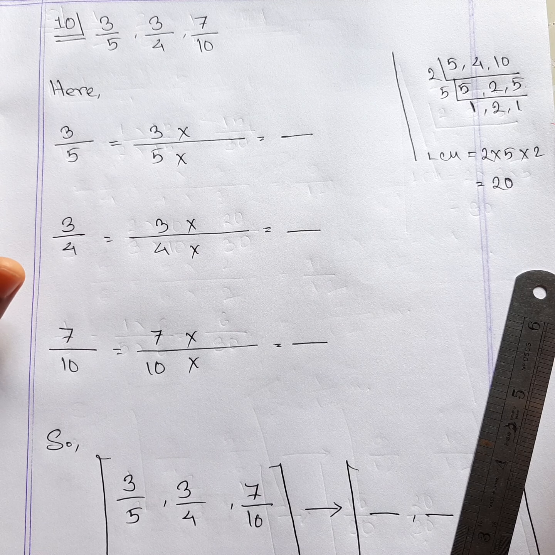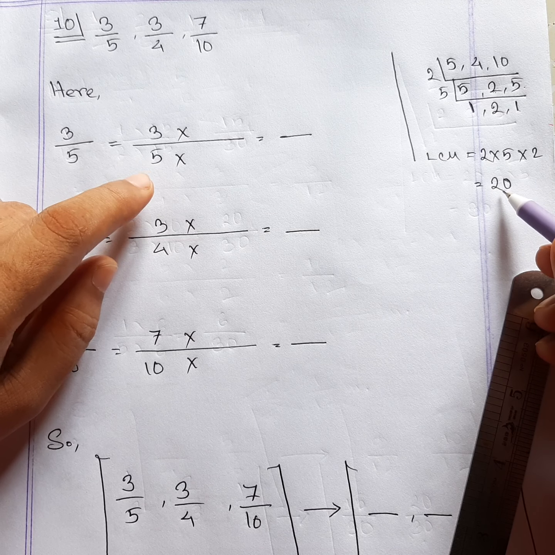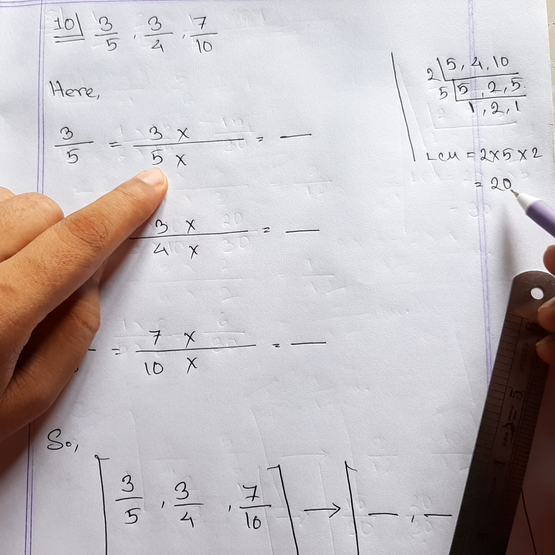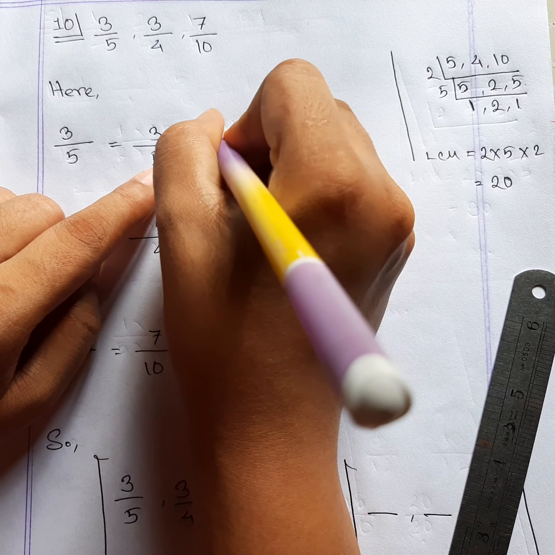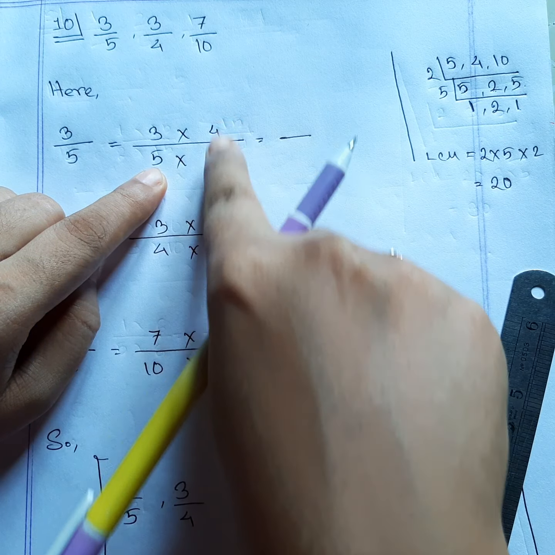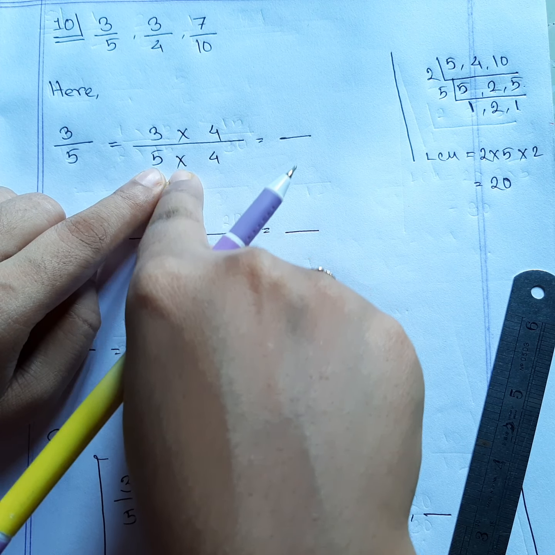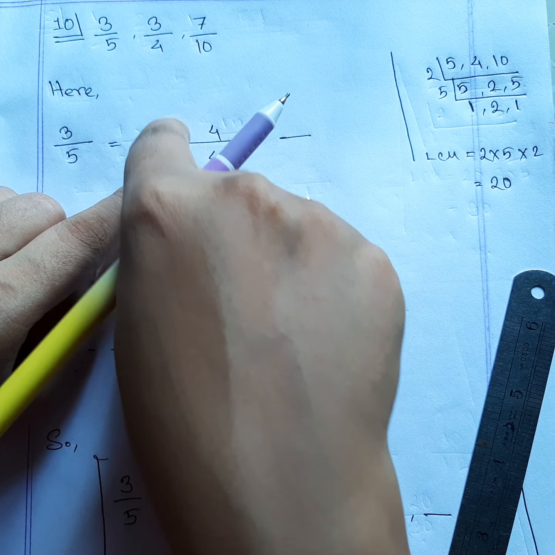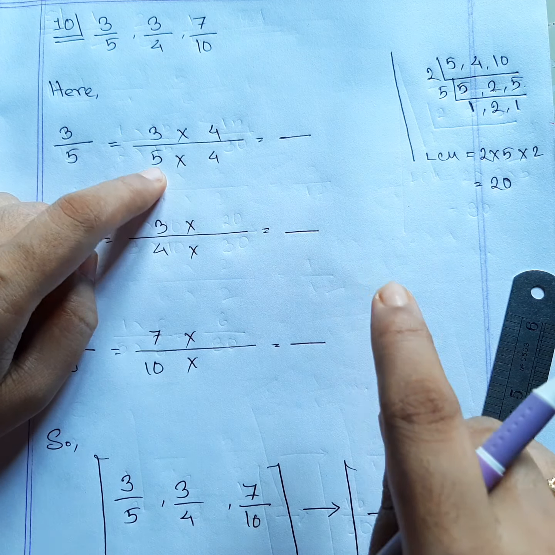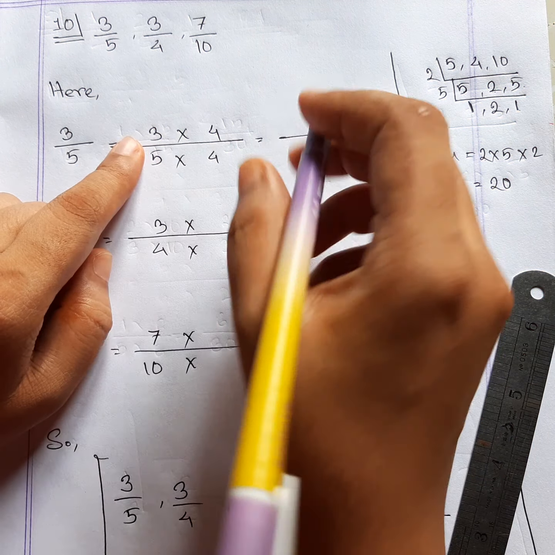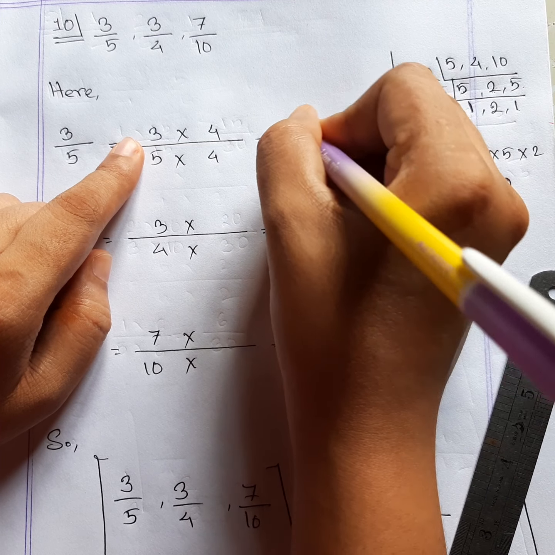Anyway, dividing first with denominator 5, the LCM 20, and the result is 4. Multiplying the 4 with both the denominator and numerator of the same fraction. Then we can multiply this one and write down the result.